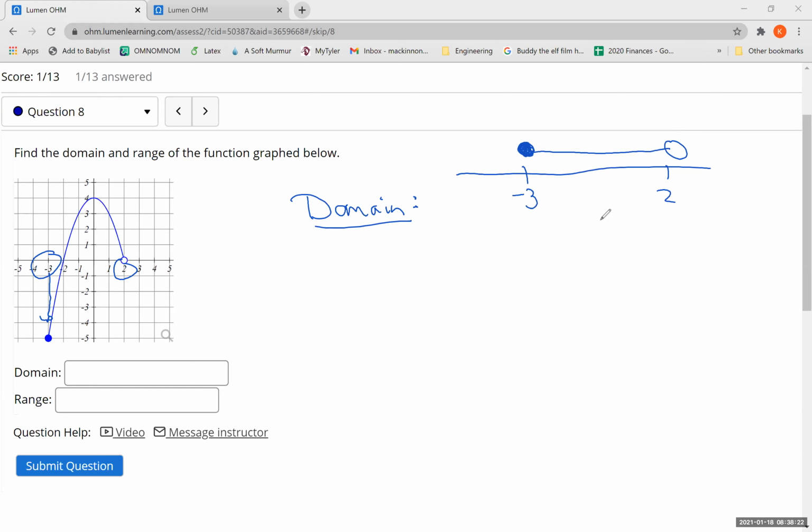So if I want to write my domain out, pause the video and try it yourself. You should have [-3, 2). That's going to be my domain. Now for range, we're going to reference Drake for range.